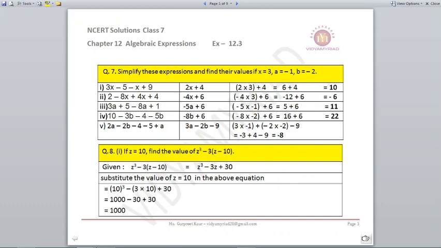Next question. If z is equal to 10, find the value of z cube minus 3 into (z minus 10). Now the expression is given to us. First we will open the brackets. When we open the brackets, we will get z cube minus 3z plus 30 as the answer, because minus 3 into z is minus 3z, and minus 3 into minus 10 is plus 30. So now we will put the value of 10 in place of z. My expression becomes 10 cube minus 3 into 10 plus 30, which gives you 1000 minus 30 plus 30. That answer gives you 1000.